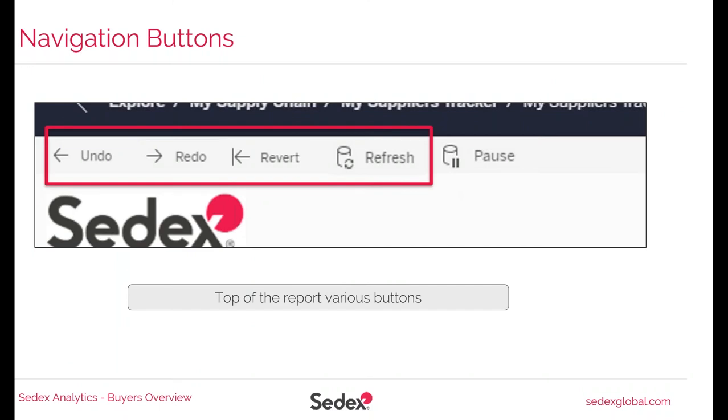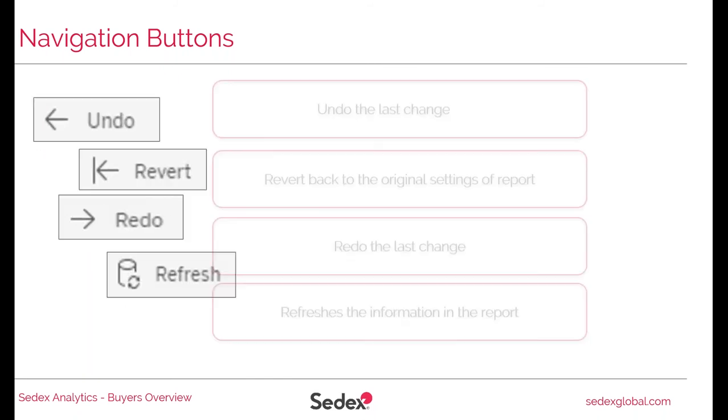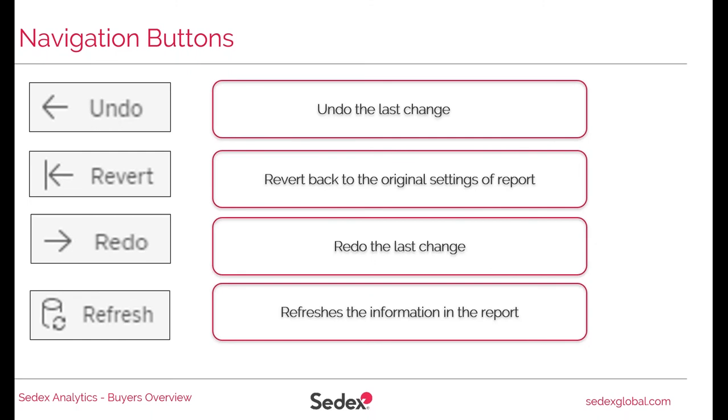So when you're in a dashboard, at the top of the screen you're going to see some buttons. There are various different buttons that you may use. You've got your undo, and your revert, which basically is undo all. So if you've made any changes to the filters and you want to go back to the original state, removing all the filters, then you can revert. If you want to undo or redo the last change, you can by clicking the redo button.